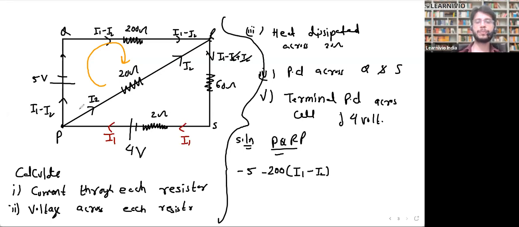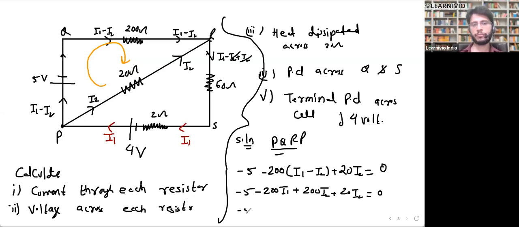When I'm going from R to P, Shazada, will the voltage drop be positive or negative? Yes, it will be positive. Very good. You're going in a direction opposite to that of current. It's 20 I2, equal to 0. So let's add them up. It's minus 5, minus 200 I1 plus 200 I2 plus 20 I2 is equal to 0. So we have minus 5 minus 200 I1 plus 220 I2 is equal to 0.